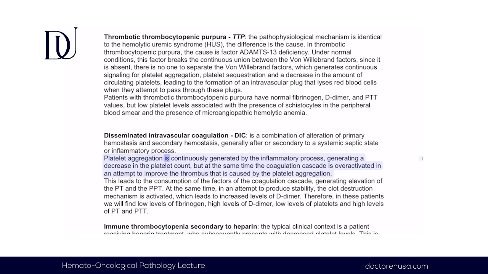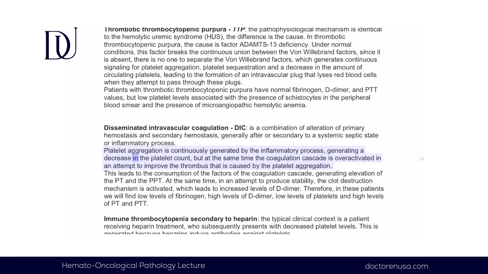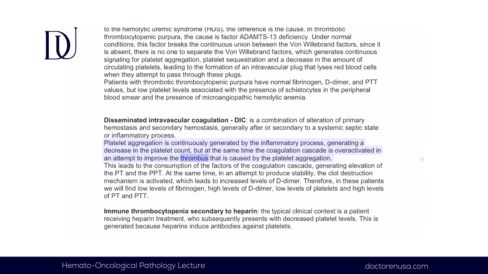Platelet aggregation is continuously generated by the inflammatory process, generating a decrease in the platelet count, but at the same time the coagulation cascade is overactivated in an attempt to improve the thrombus that is caused by the platelet aggregation.